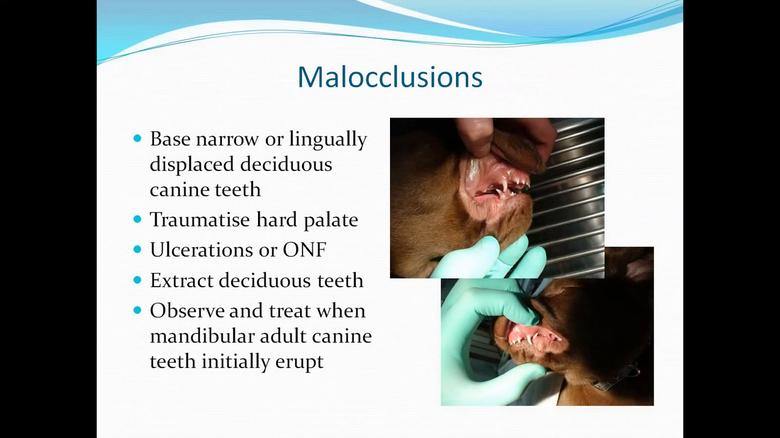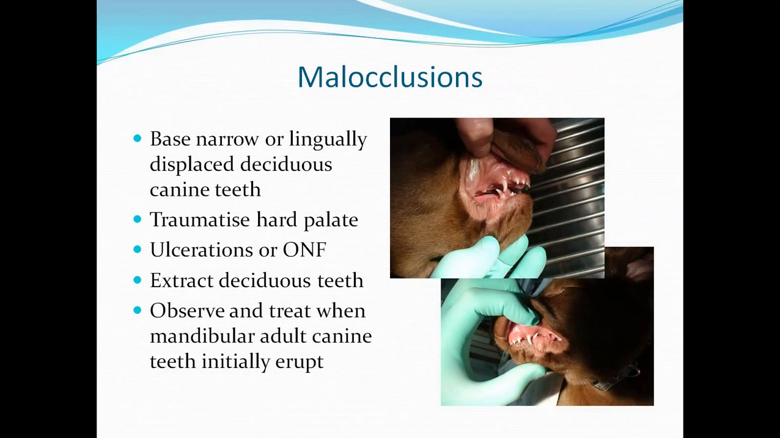So I thought it might be worthwhile pointing out that if you do happen to see these malocclusions in young puppies, there are a couple of things you could do in practice before you get to the point where you have to think about what you're going to do with the fully erupted canine tooth. Invariably you'll see these at 6 weeks of age, or sometimes at 12 weeks of age when the animal comes in to be vaccinated. We'll call them base narrow or lingually displaced deciduous canine teeth, or linguoversion of the canine teeth.